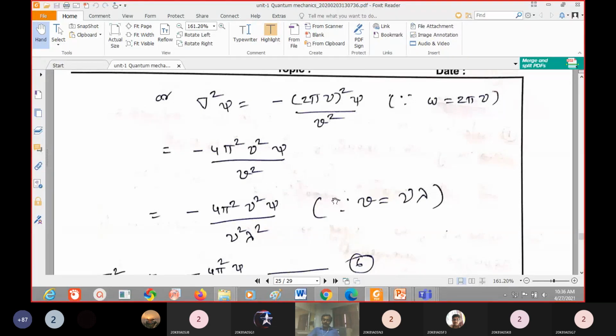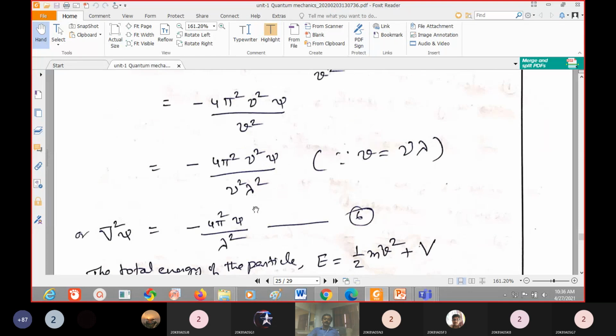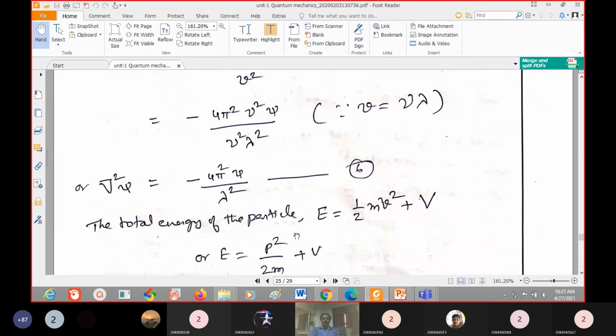So we know the relation between the frequency and velocity. Instead of velocity I am substituting nu lambda, so we get nu square into nu square lambda square. Lambda square gets cancelled. So the final equation will become del square psi is equal to minus 4 pi square by lambda square into psi.